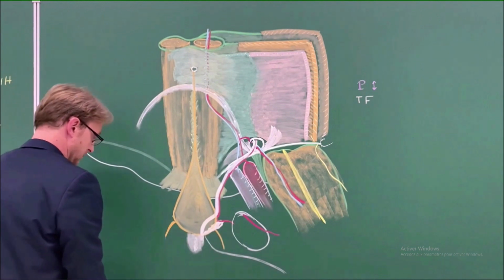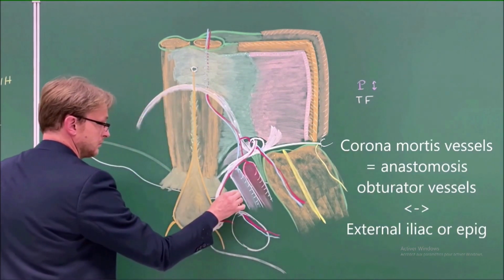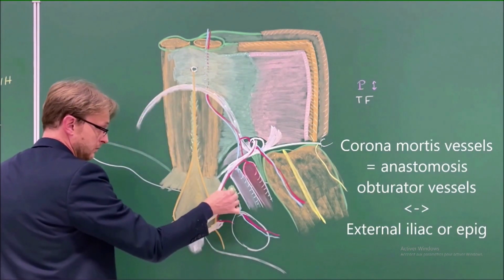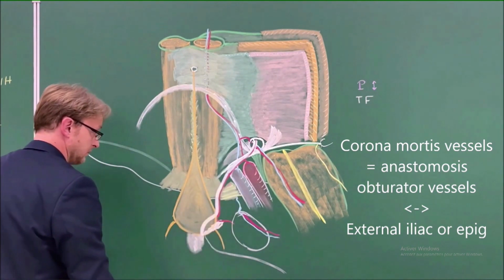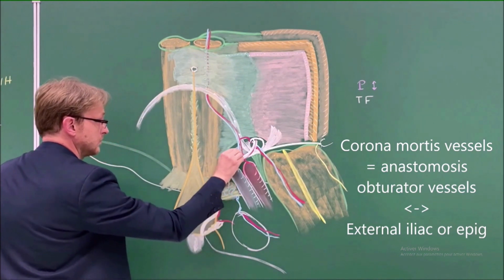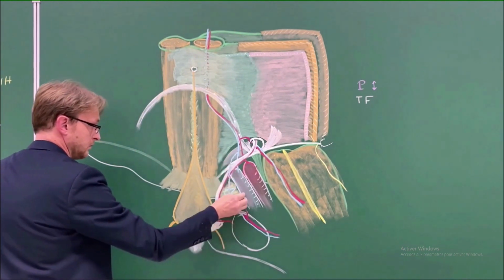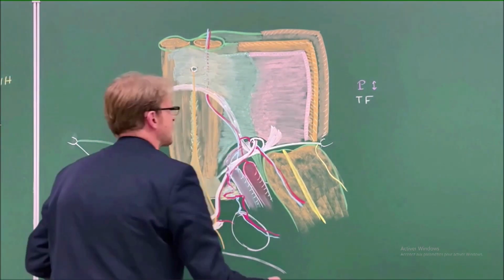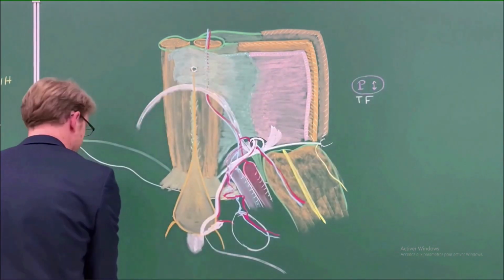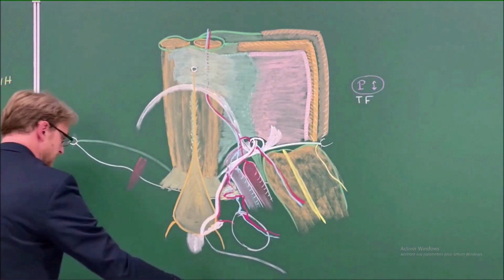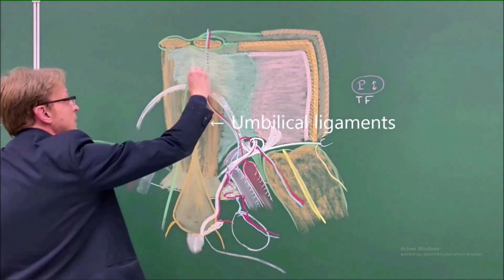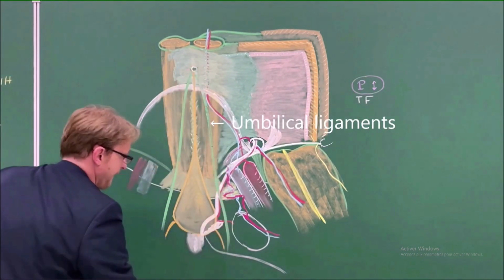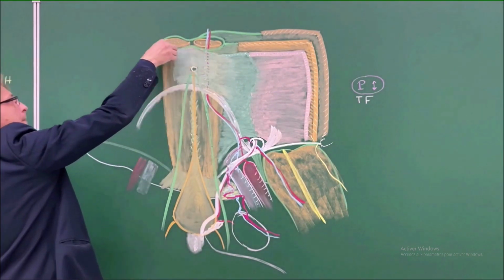Here is the obturator foramen with the obturator vessels, and we can find some anastomosis between the obturator vessels and the epigastric or external iliac vessels. It is the corona mortis vessels running just here on the Cooper ligament with a high risk of bleeding during this section.